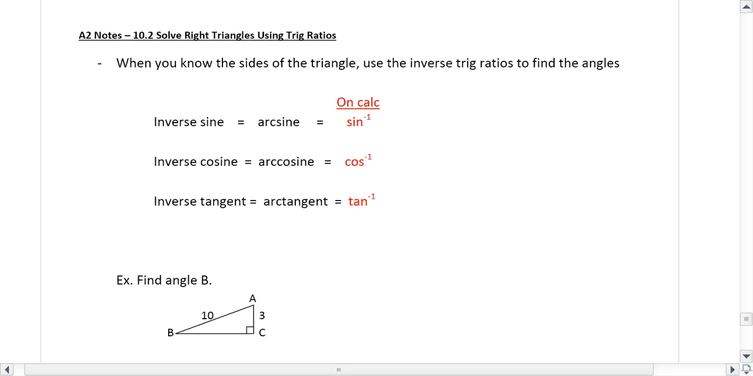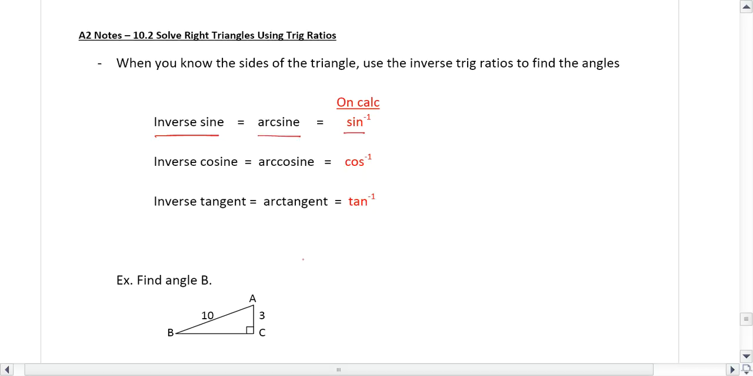This is for section 10.2, where we're going to learn to solve right triangles using the trig ratios. When you know the sides of the triangle and you want to calculate the degrees, we use the buttons called the inverse trig ratios to find these angles. The inverse sine in many books is also called the arc sine. I don't think your book uses that, but I wanted you to be aware of that terminology. It looks like this on your calculator, the sine with the little inverse. The inverse cosine is also called the arc cosine, and the inverse tangent is called the arc tangent.